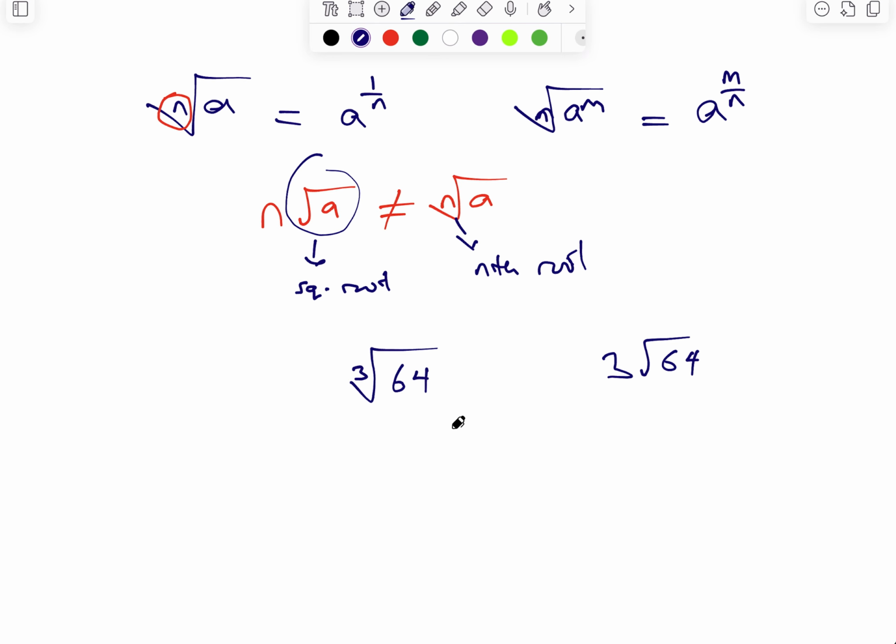So the third root of 64 is equal to 4. That is, if you multiply 4 three times, 4 times 4 is 16, then 16 times 4 is going to give you 64. However, this means 3 multiplied by the square root of 64, what's the square root of 64? 8. And that will be equal to what? 24. So get the difference between these two now.